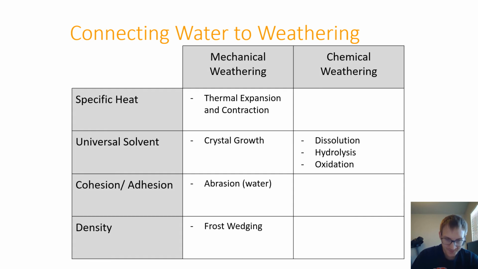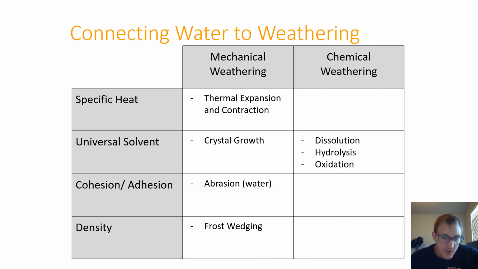All right, so what we need to do is connect water, which we learned about its properties last time, to weathering now. Here are the connections. We have all these different mechanical weathering processes, and they all occur because of the properties of water. For example, the fact that water has a high specific heat comes with thermal expansion and contraction of water, which causes that kind of weathering.